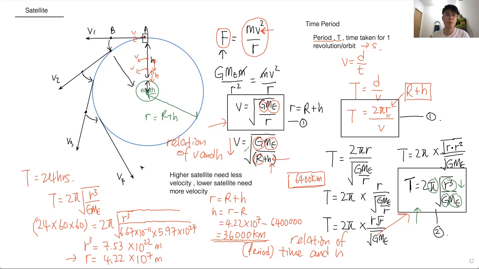If I want my satellite to orbit 24 hours one round, same as the rotation of the Earth, I have to send the satellite at 36,000 kilometers above the Earth's surface. And this satellite has the same period as our Earth. What is this satellite called? A satellite that has the same period as Earth, we call it geostationary.